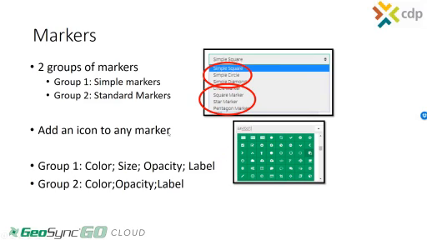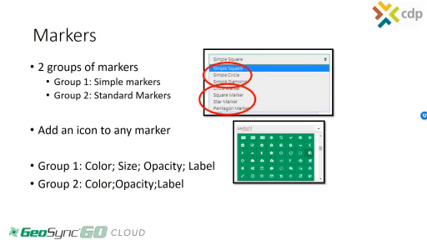So Group 1 markers, you can change the color, the size, the opacity, and the label settings. Group 2, you can change the color, opacity, and the label, but you can't change the size. And that's what's really different between Group 1 and Group 2. Group 2 markers are already pre-sized. The size is already set.